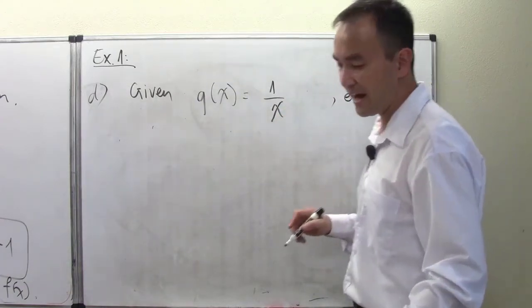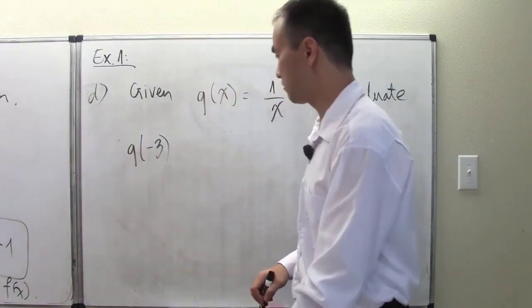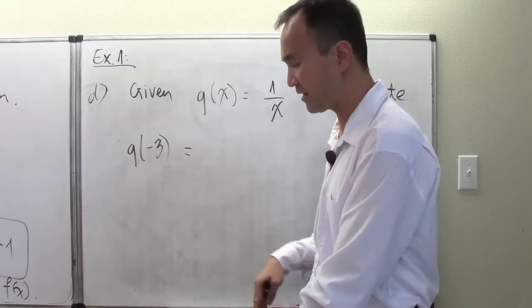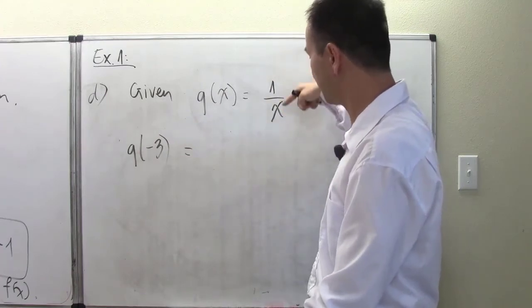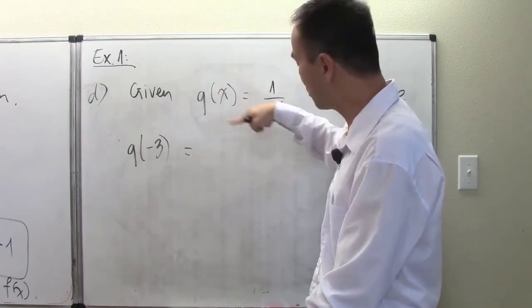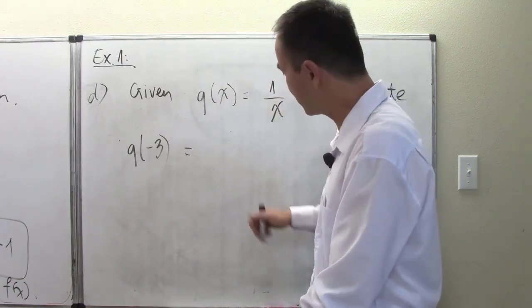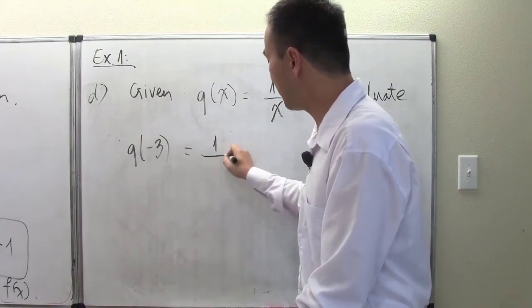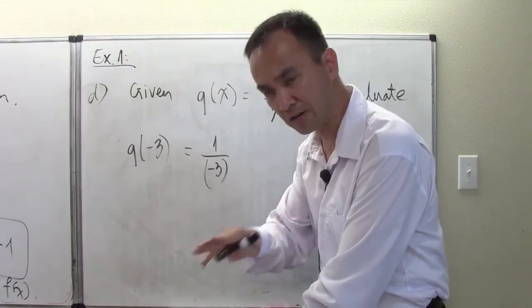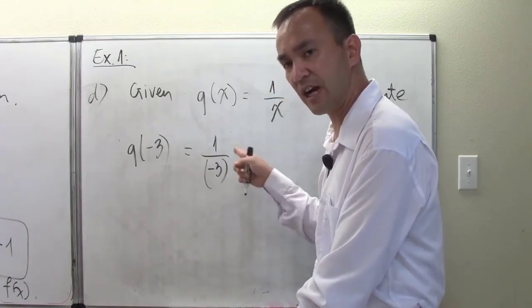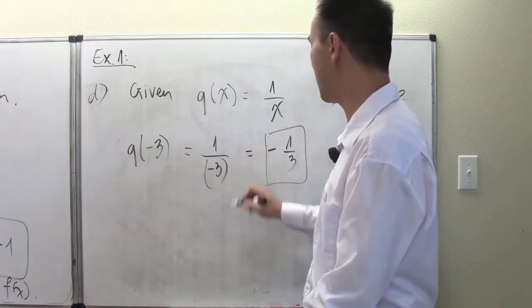Let's evaluate q of negative 3. The math is straightforward here, and the rule is clear to understand. The rule says for whatever inputs we're giving in this function, we're going to go 1 divided by the value of that input. So 1 divided by negative 3. With our understanding of this kind of operation, the final answer is negative 1/3. That's your output right there.